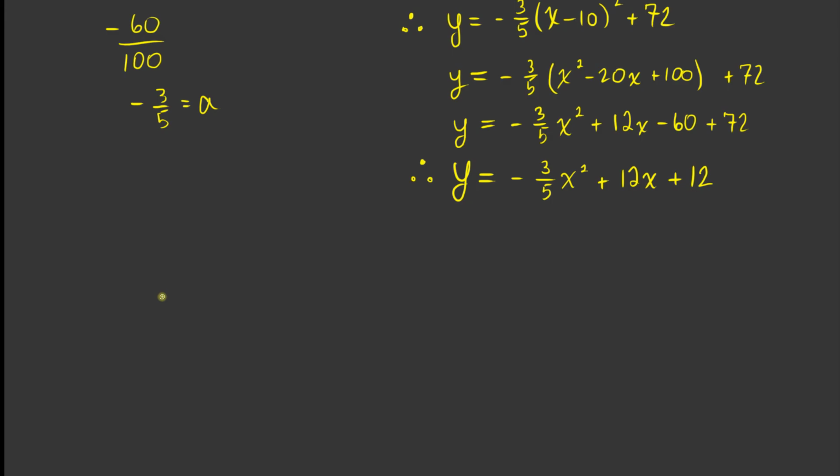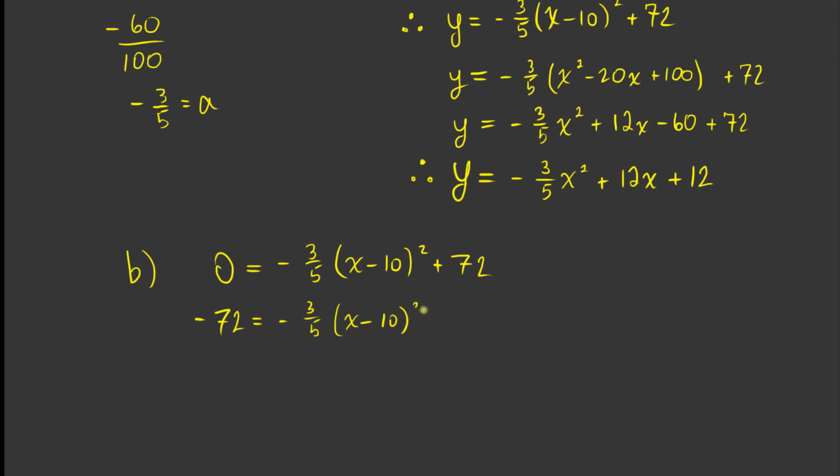The zeros happen at a y of 0. So this is question B. So I'll set my y to 0. I've got negative 3/5 (x minus 10) squared plus 72. I'll subtract 72 on both sides. And as always, you can pause this and try it out on your own. I'm going to have to multiply by 5 and divide by 3.